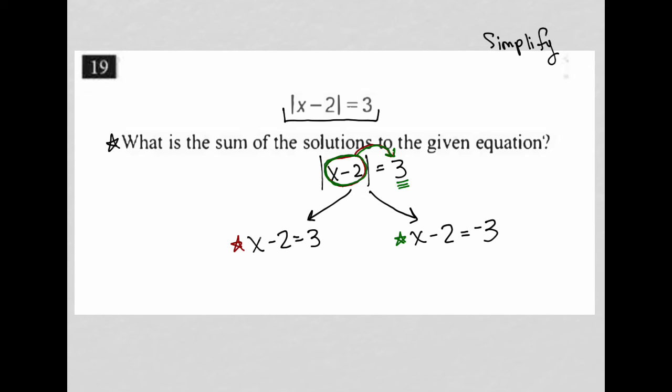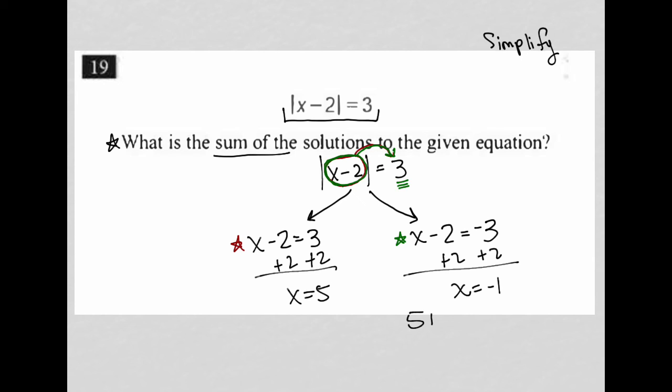Okay, so let's solve this really quickly. I just add 2 to both sides. This gives me x equals 5. I add 2 to both sides here. This gives me x equals negative 1. The question wants the sum of the solutions, so it just wants 5 plus negative 1, basically, which is equal to 4. And therefore, your correct answer here is 4.